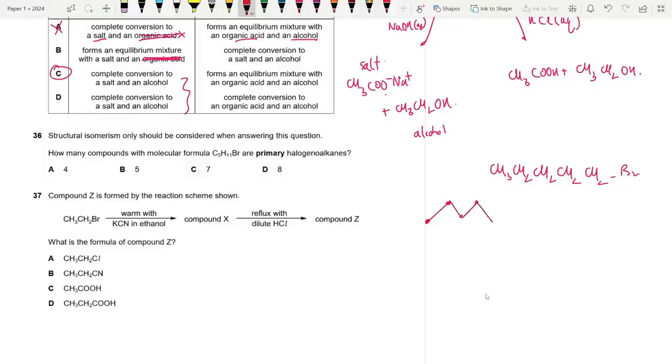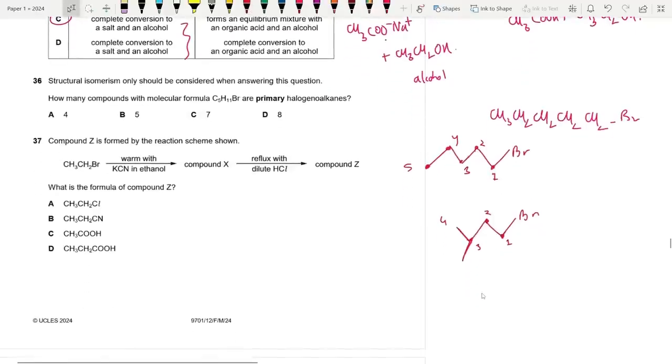1, 2, 3, 4, 5. We have a Br over here. This is a primary halogen alkane. Now let's do the branching. So I have Br again over here. Okay, so 1, 2, 3. Now what I'm going to do is 1, 2, 3, 4, 5. Okay, so I'm going to put 1 over here, 4, and 1 side chain over here.